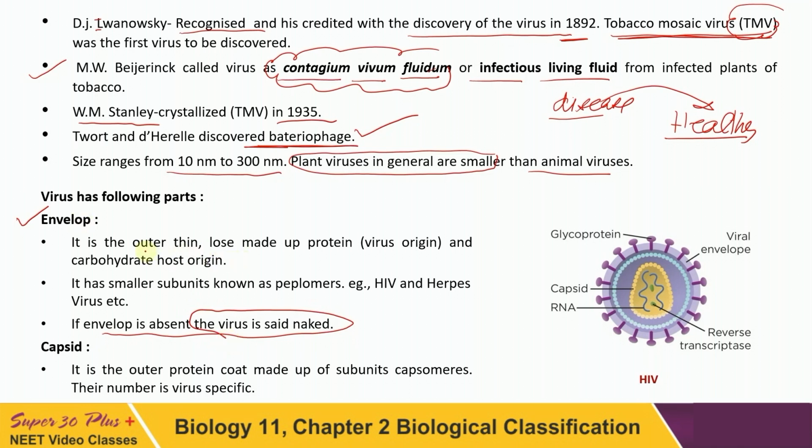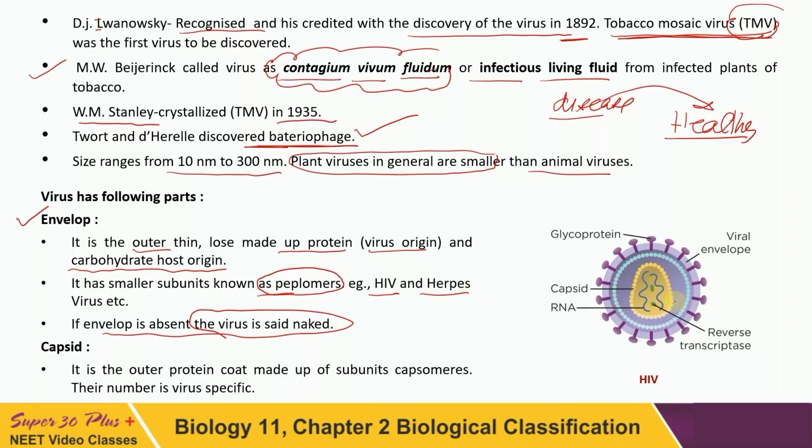The envelope is thin, the outermost one, and it has protein which is made by the virus, and carbohydrate which is of host origin. The subunits of the envelope are known as peplomers. Envelope is not found in all viruses. It is present, as in the case of HIV and herpes.